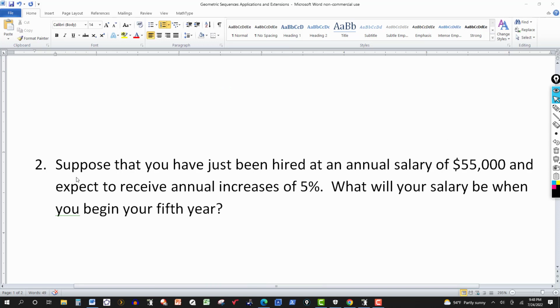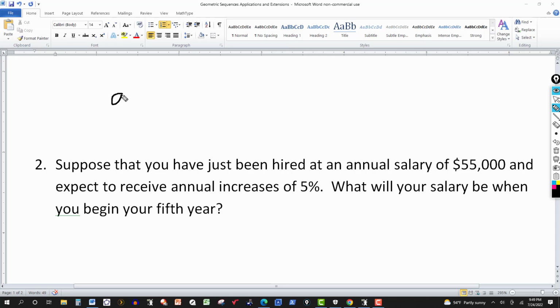Okay, the next one. Suppose that you have just been hired at an annual salary of $55,000 and expect to receive annual increases of 5%. What will your salary be when you begin your 5th year? So basically your first year is going to be $55,000, and then the next year you add 5% to that, and that's your salary for the next year, and so on. You can just keep adding 5% of the previous year.